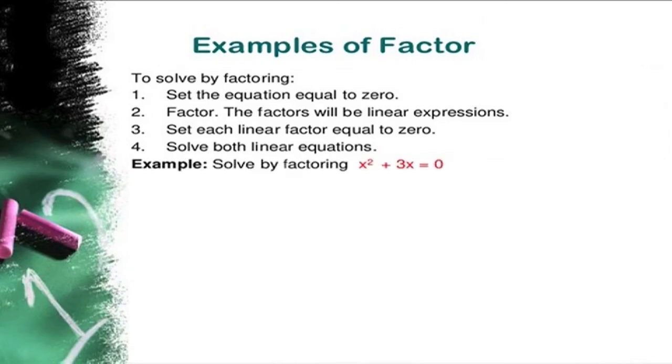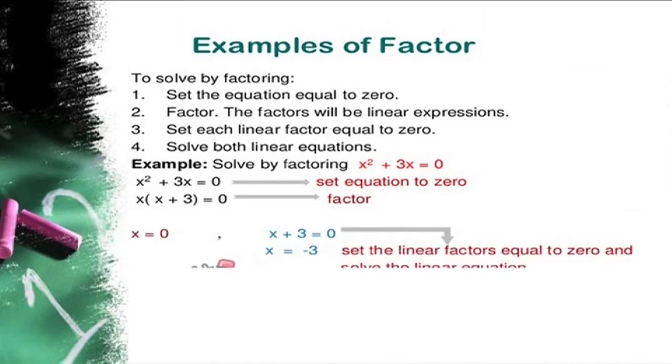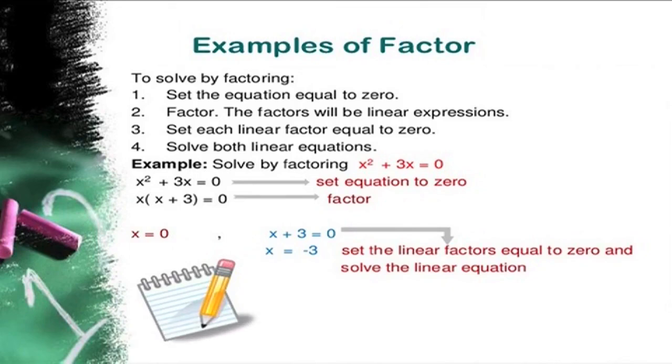Now take an example. Solve by factoring x square plus 3x equal to 0. Set the equation to 0 and the factors will be x multiplied by x plus 3 equal to 0. Now either x equal to 0 or x plus 3 equal to 0, which gives x equal to minus 3. That is, set the linear factors equal to 0 and solve the linear equations. That is, x has two values: one value is 0, another value is minus 3.